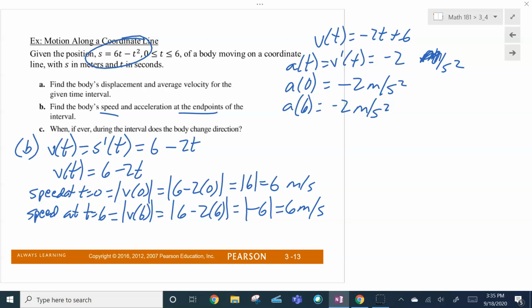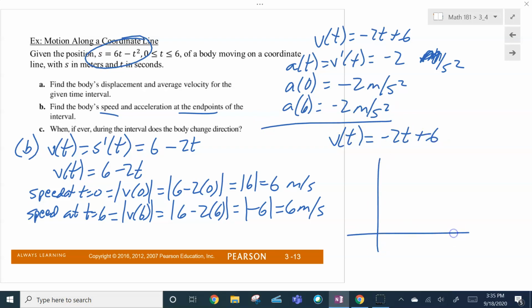Part C. When, if ever, during the interval, does the body change direction? Remember, velocity gives us direction. Velocity gives us direction. So the question is, we have this velocity, -2t plus 6. In fact, let me look at the graph for a minute. 3, 4, 5, 6. If I was to graph this, it kind of looks like that, right?